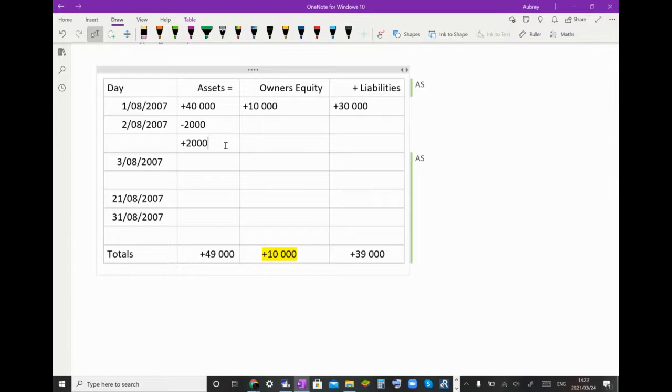Okay, so let's now deal with bank. What's happening to our bank? It's going down, because we're losing money, we're spending. Okay? And we know bank is an asset, right? So positive or negative?